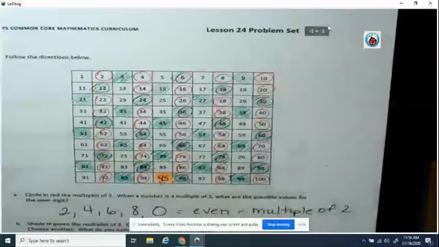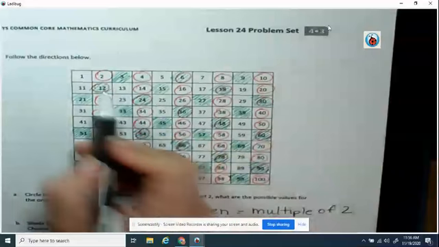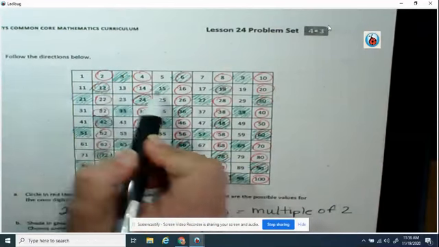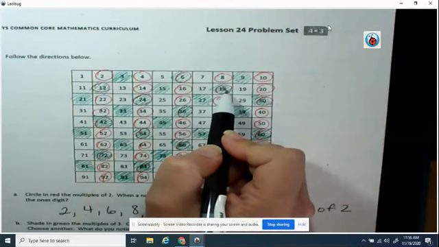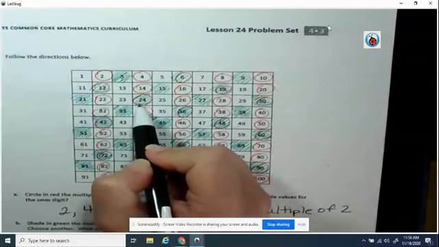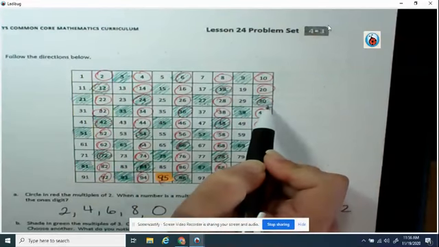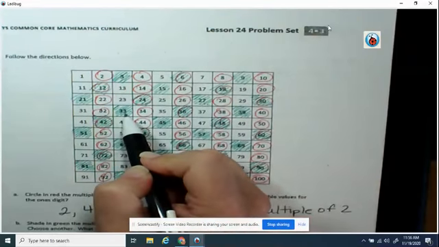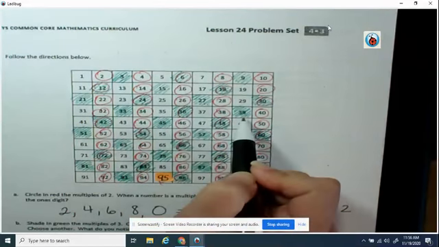So if it ends in a 2, 4, 6, 8, or 0, it's a multiple of 2. All right, let's add up the multiples of 3. So I've got 1 plus 2 is 3, 1 plus 5 is 6, 1 plus 8 is 9, 2 plus 1 is 3, 2 plus 4 is 6, 2 plus 7 is 9, 3 plus 3 is 6, 3 plus 6 is 9.